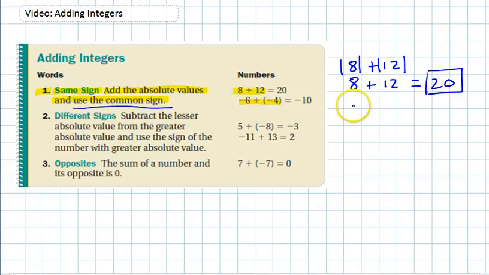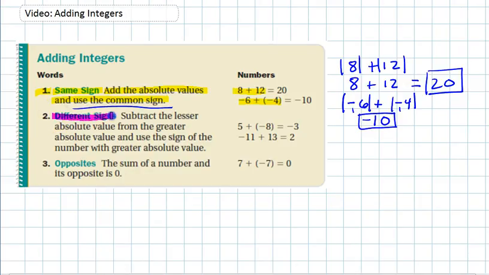In the second example, I have negative 6 plus negative 4. If I add the absolute value of these two numbers, I get the number 10. Now I need to take the common sign, which was a negative, which means my answer should have been negative 10. This is the rule for adding integers that are the same sign.